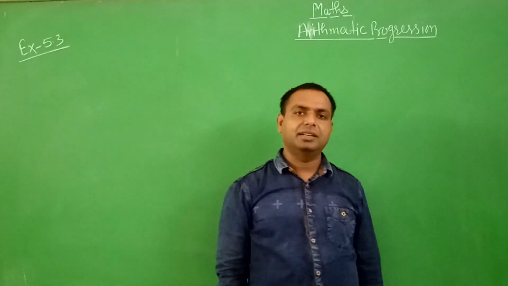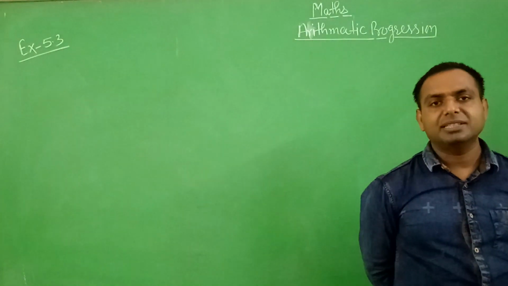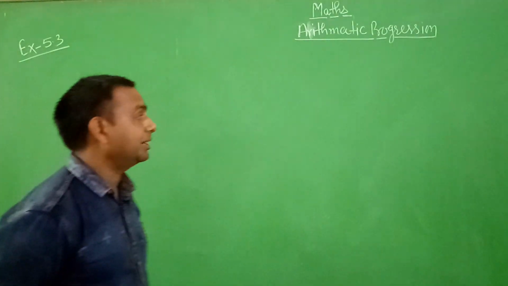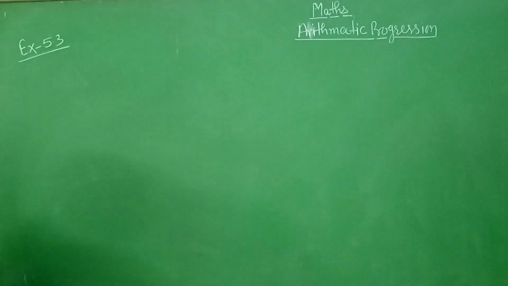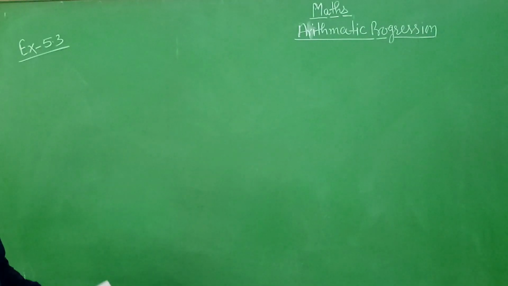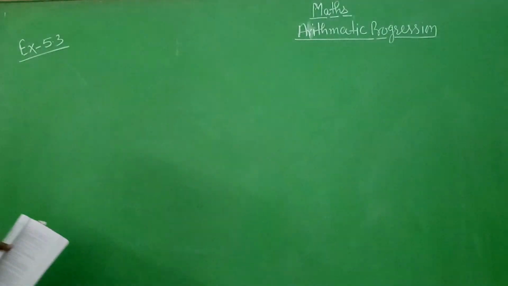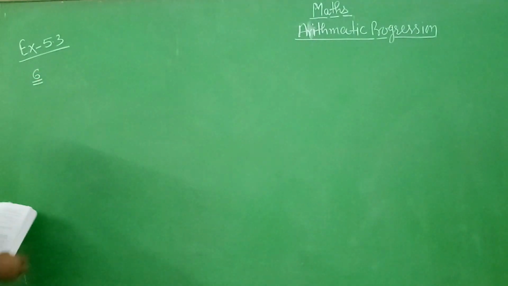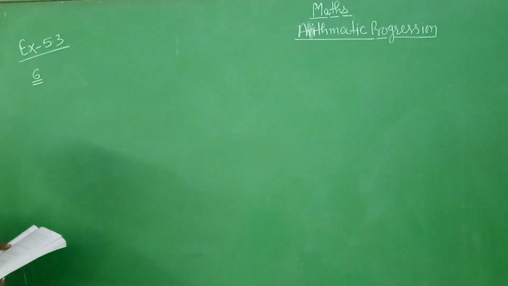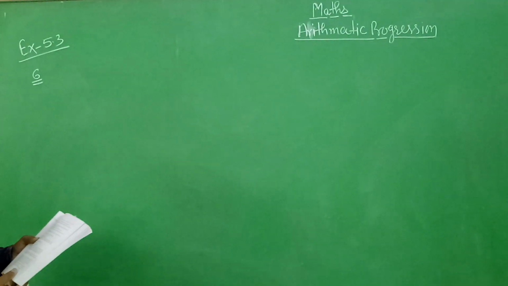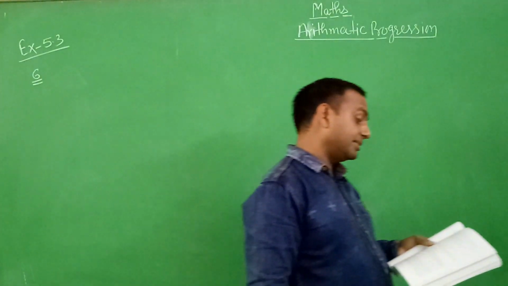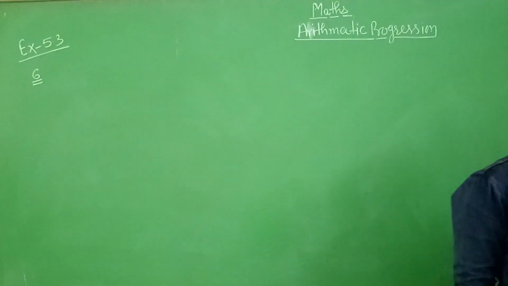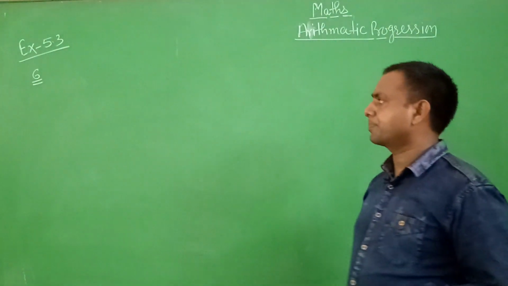Good morning friends. Yesterday we solved some problems related to arithmetic progressions, and today we are going to solve some problems related to the sum of the nth terms of arithmetic progressions. So we start. Here is question number 6 of exercise 5.3: the first and last term of an AP are 17 and 350 respectively. If the common difference is 9, how many terms are there and what is their sum?